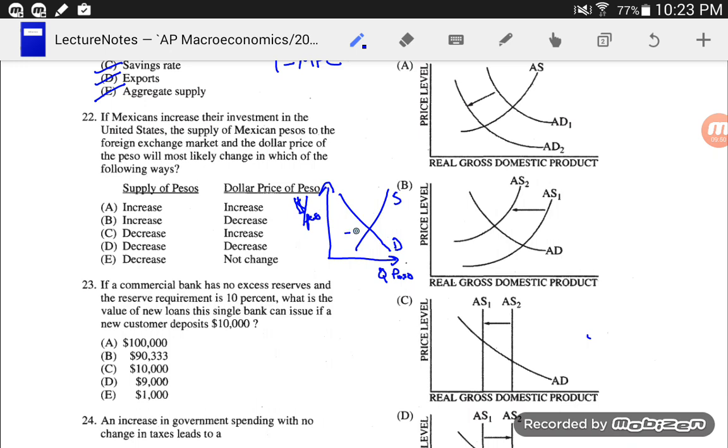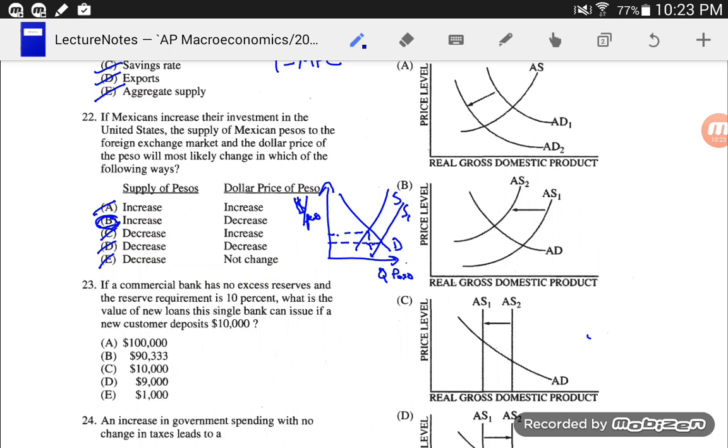So anyway, if Mexicans want to invest in the U.S., they need U.S. dollars, so they need to get rid of their pesos. So the supply is going to increase. So not any of those. And the dollar price is actually going to decrease. It's going to go down. I'm going to go with B, not A.